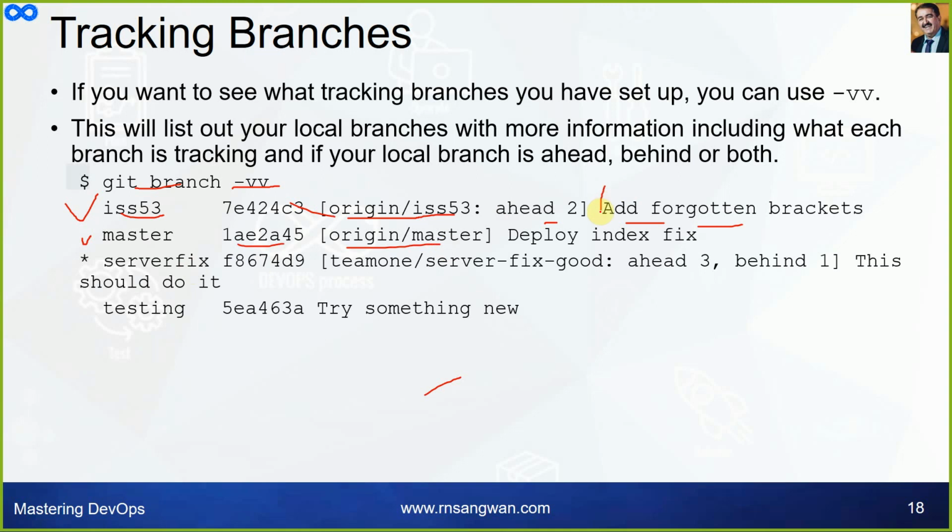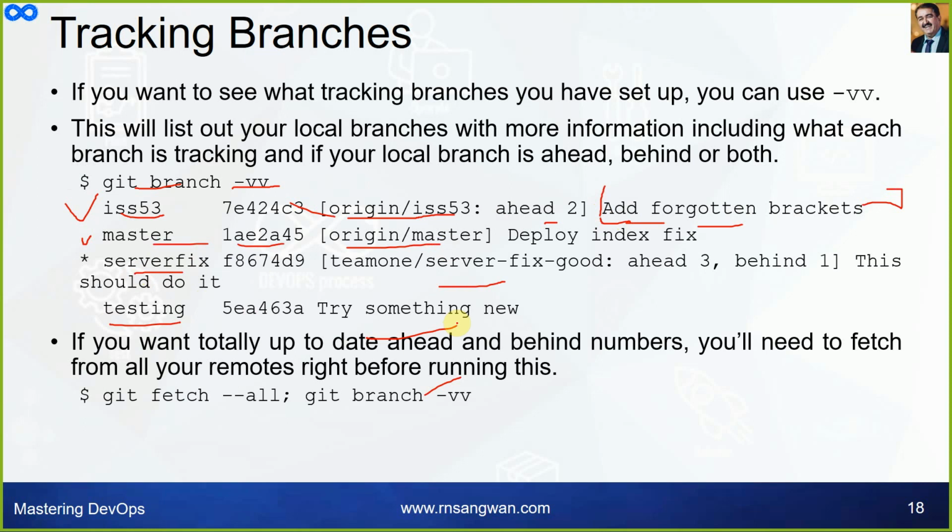These are the comments actually. These are the message part of the git commit. Then master, then server fix, and testing. These are all your branches. You can see all of them. If you want totally up to date ahead and behind numbers, you need to fetch from all remotes before running this, like --all. So git fetch --all; git branch -vv. These are two commands semicolon separated.